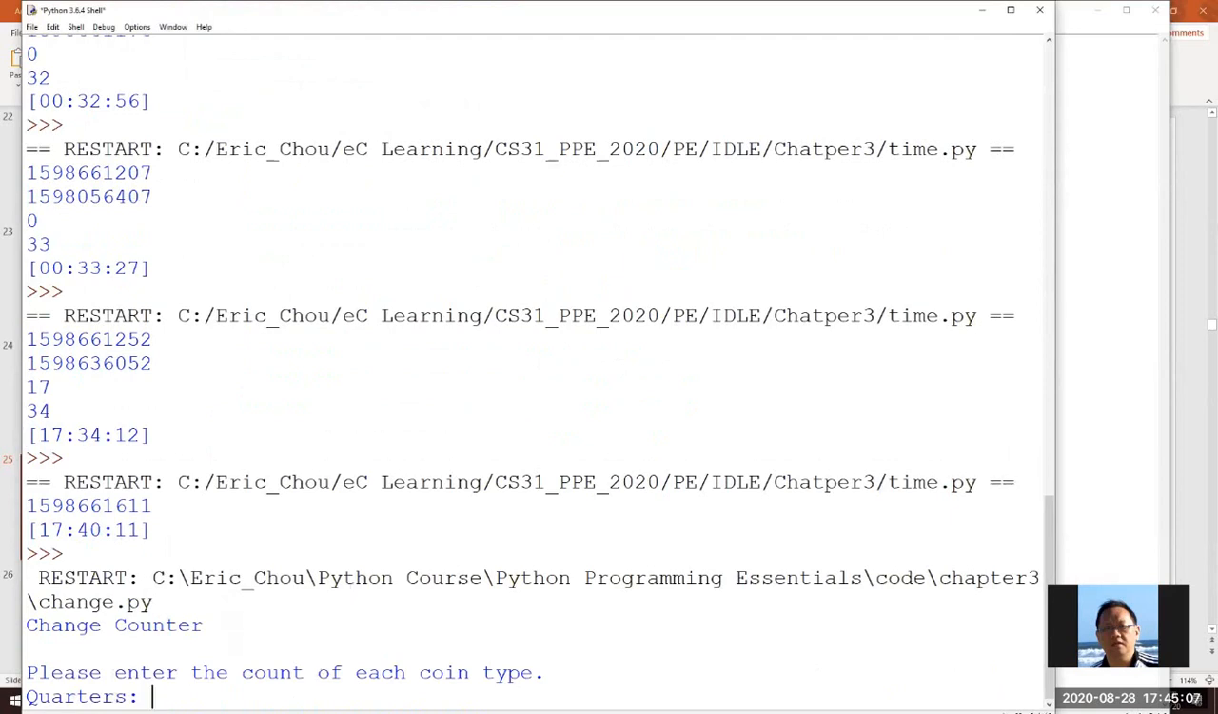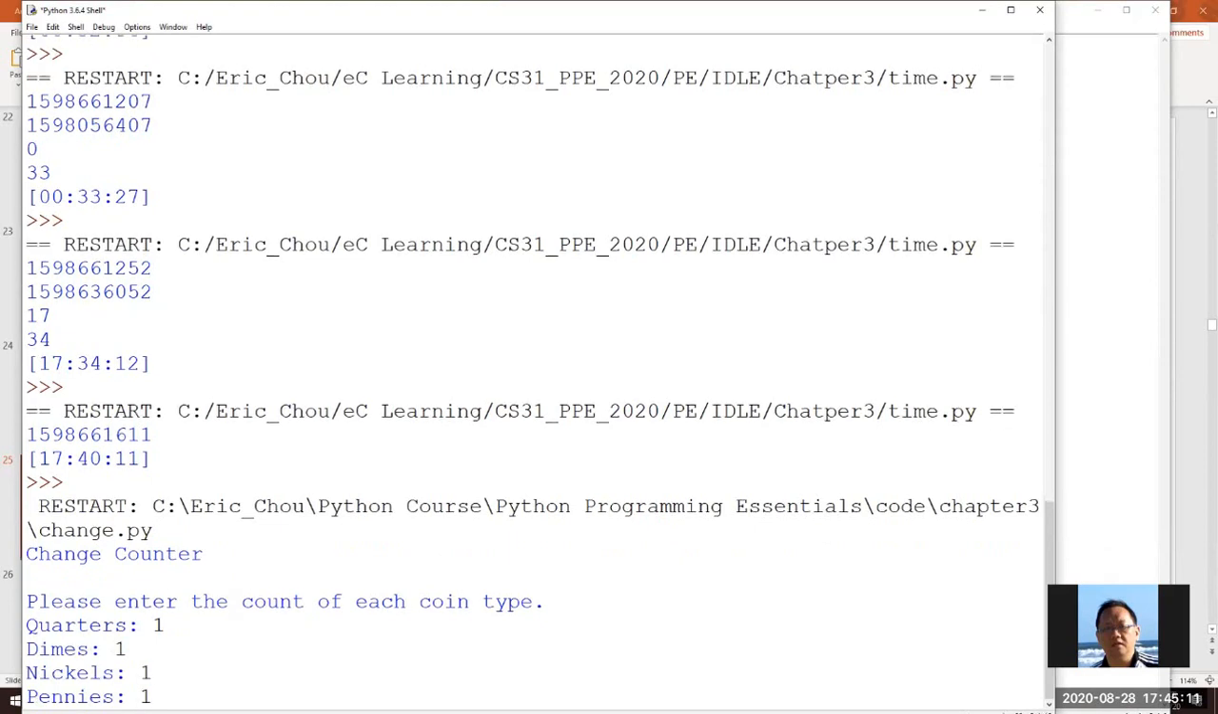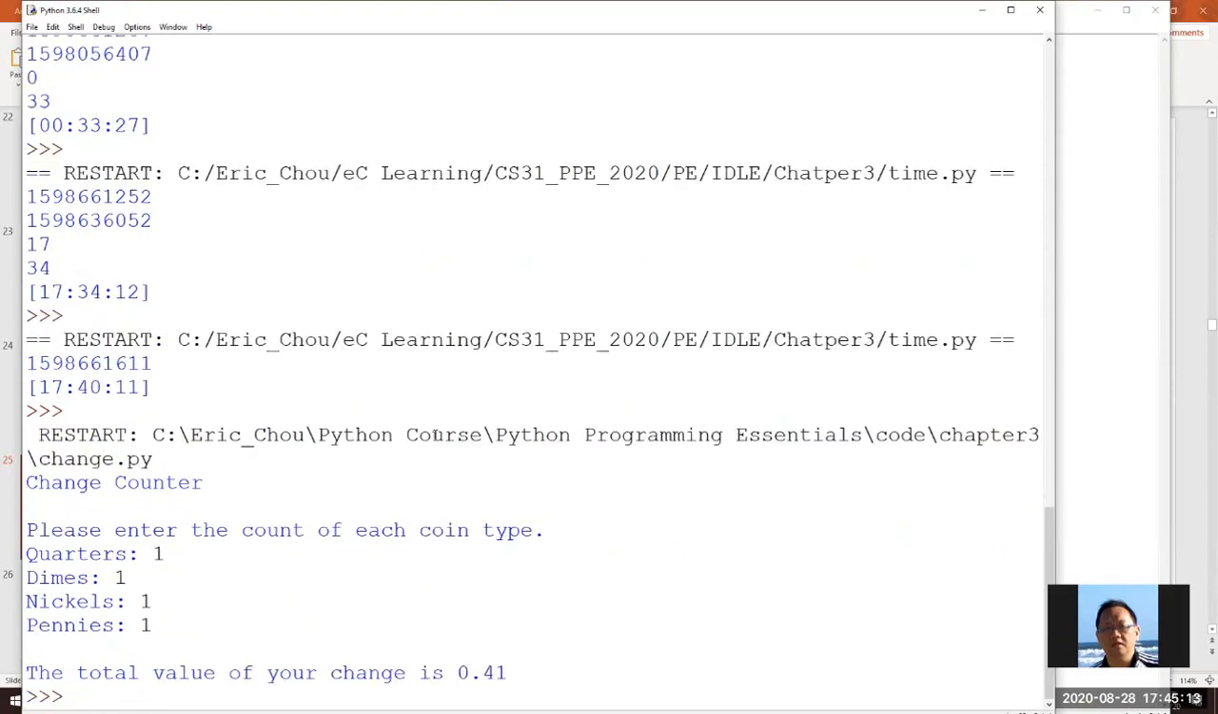So enter quarter. Let's do 1 quarter, 1 dime, 1 nickel, 1 penny, and 25 plus 10 plus 5, that would be 40. 40 plus 1 would be 41. So total is $0.41. Is that okay?